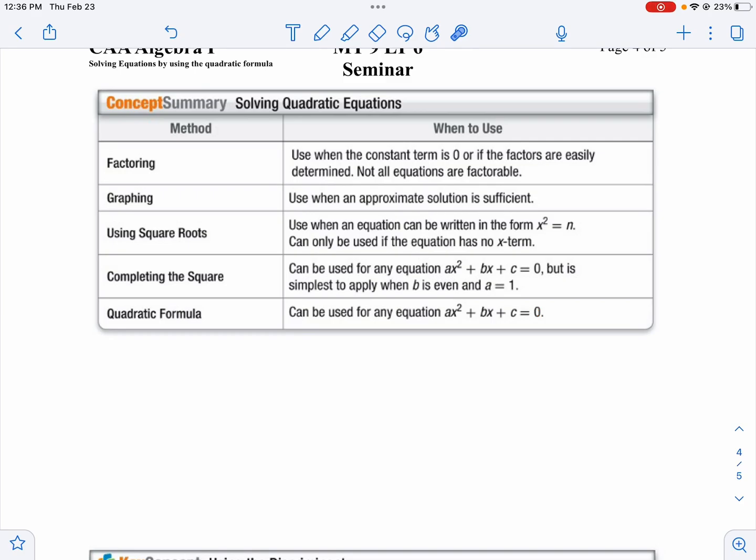For the test, you'll have to know how to do all of these. You can't just graph every single question. There'll be certain questions I'm going to say factor. There'll be certain questions I say complete the square. There'll be certain questions I say graph it. And certain questions that I say use the quadratic formula. Now, there'll be certain questions I don't care, then you can use whatever you want there.